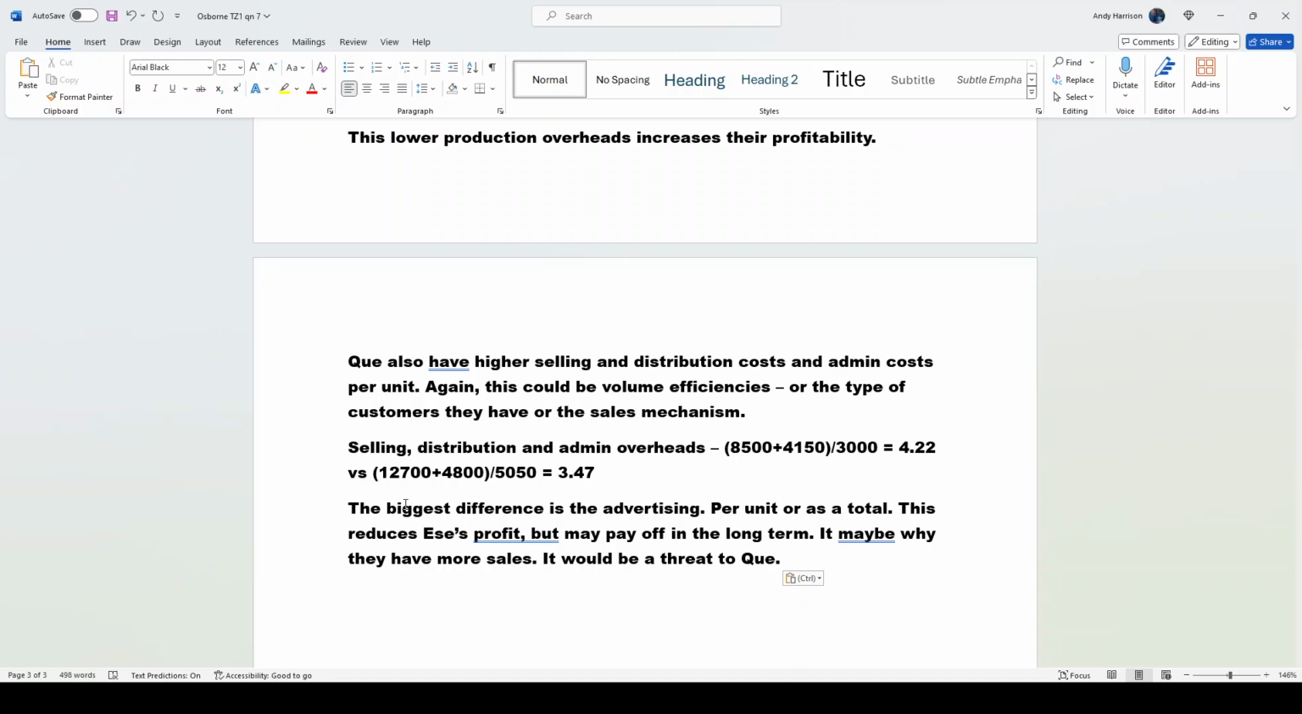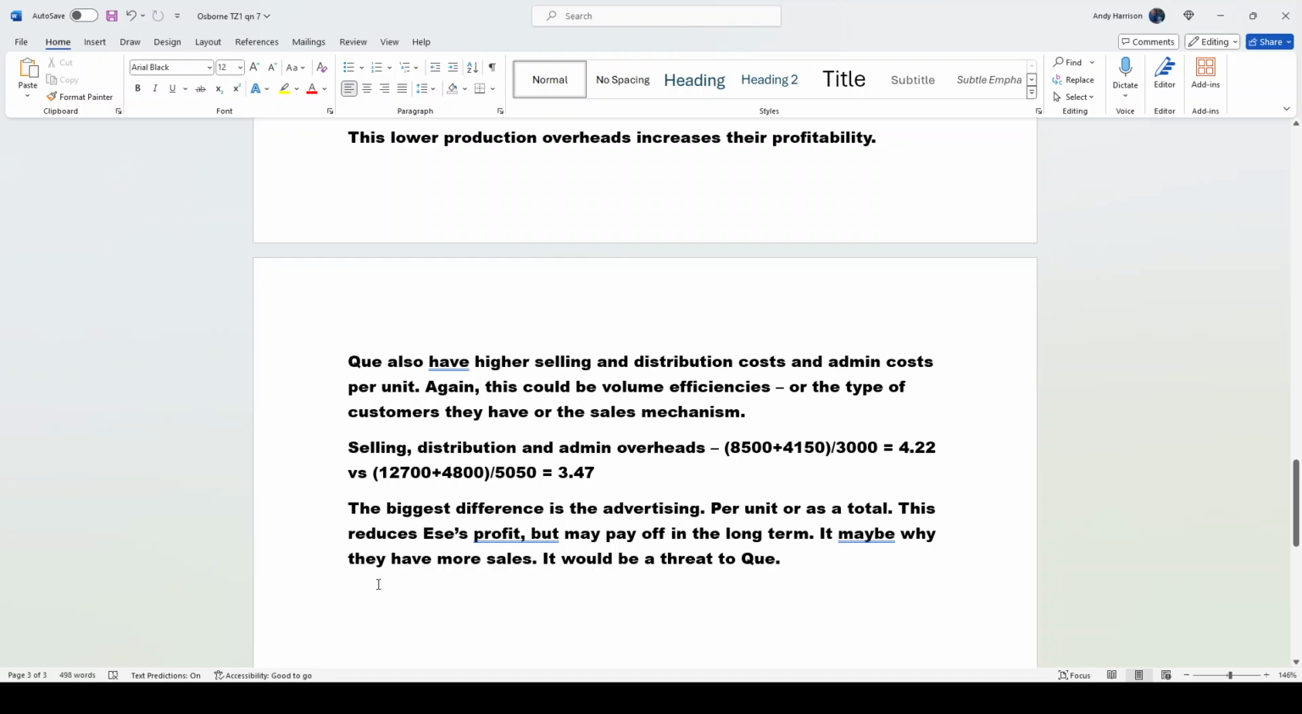It's reducing their profit, but it might be long term. They might be speculating to accumulate. It might be why they've got more sales, and it could be a threat to Q. Q could lose their sales next year without being able to cut things like the fixed overheads and the admin costs and the selling and distribution and production. So any of the fixed overheads you can cut in the long term, but you're not going to cut them next year.